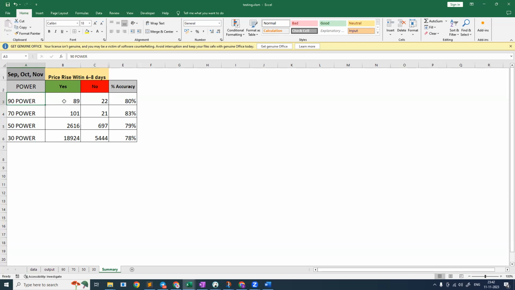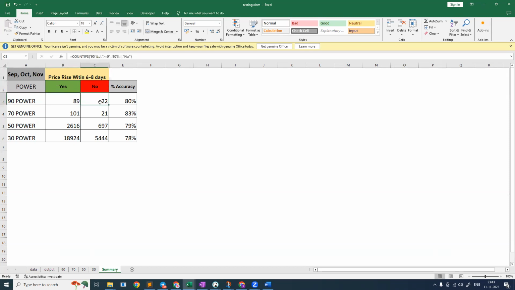So you can see, I've taken an example of September to the last 3 months, including November. While November has just lapsed 11 days, you can clearly see there were 89 such stocks, or 89 such scripts, or one script may have multiple 90 power entries as well, but 89 such rows, where we had a price rise within 6 to 8 days after the score was detected as 90.